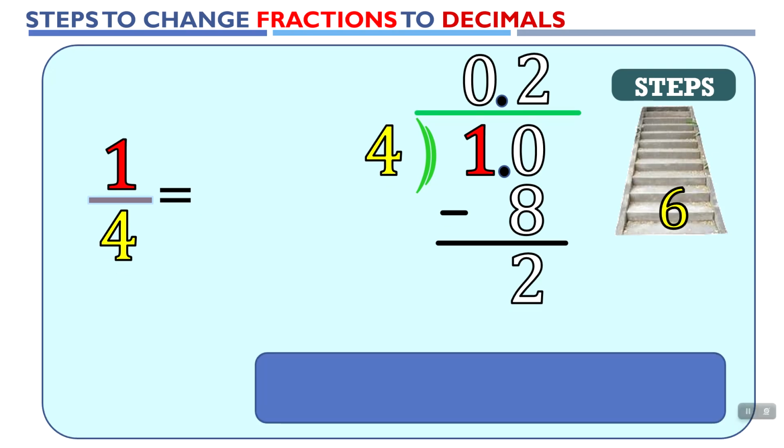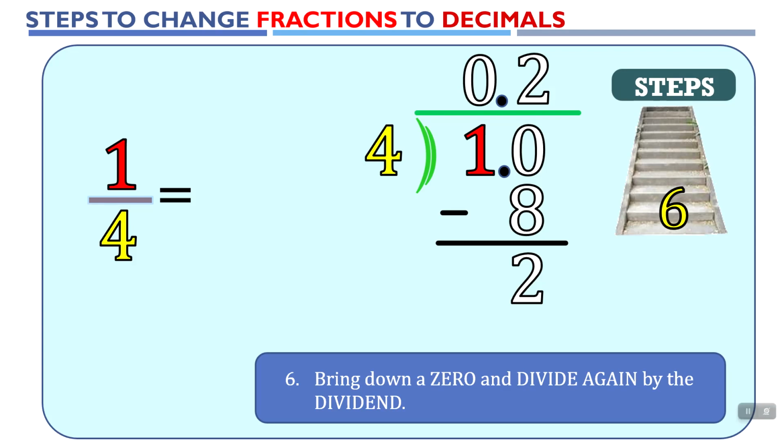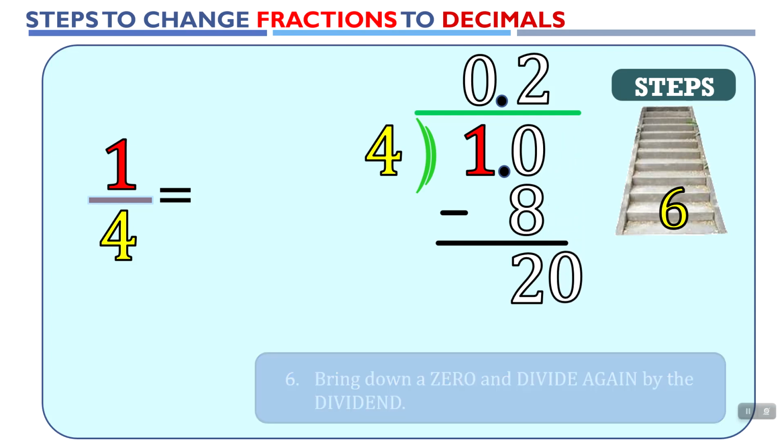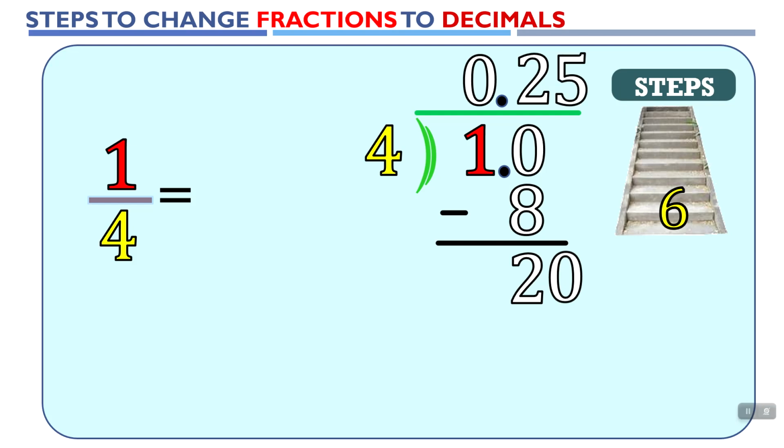We're not finished yet. We have to go one more step, step 6. Bring down a 0 and divide again by the dividend. Here is our 0 that we bring down. And now we have the number 20. 4 into 20 goes 5 times. 5 times 4 is 20. Again, we subtract. 20 take away 20 is 0.